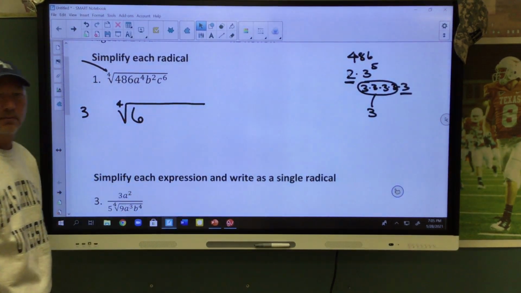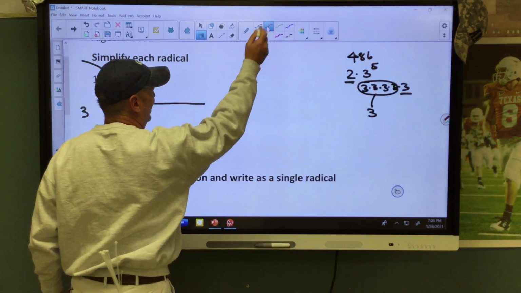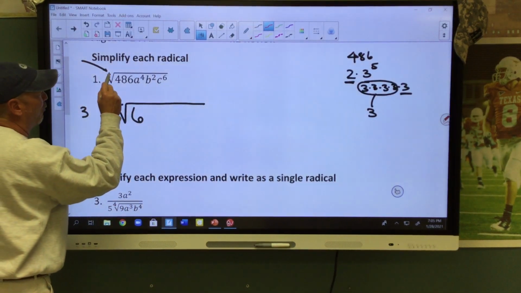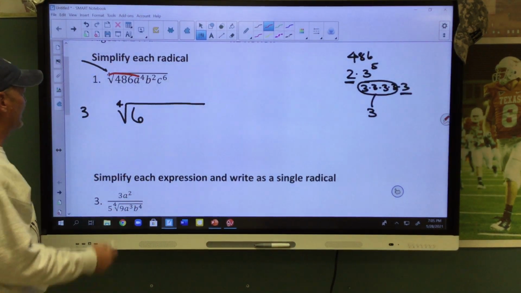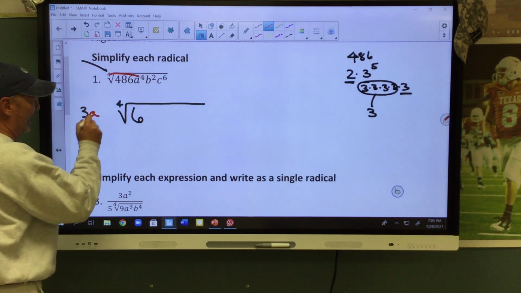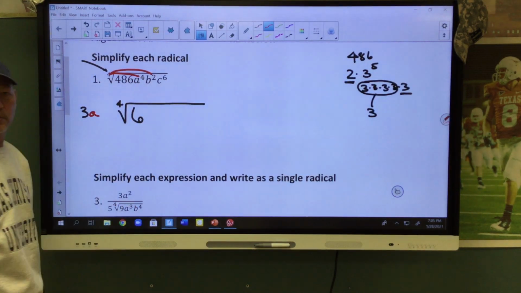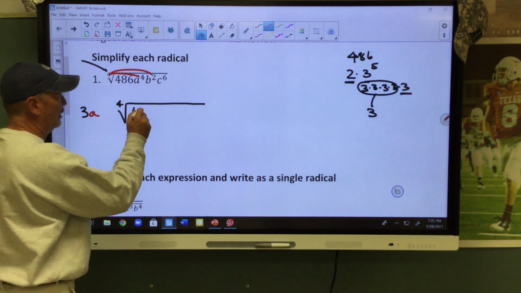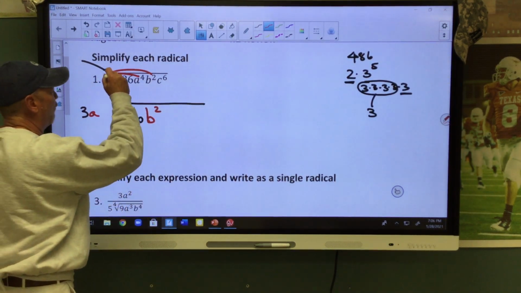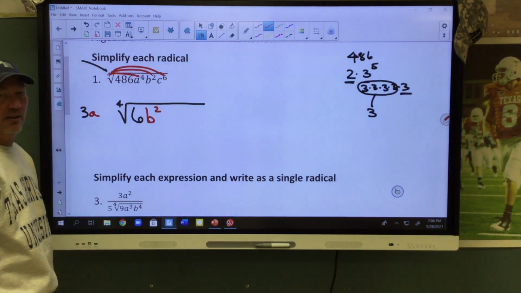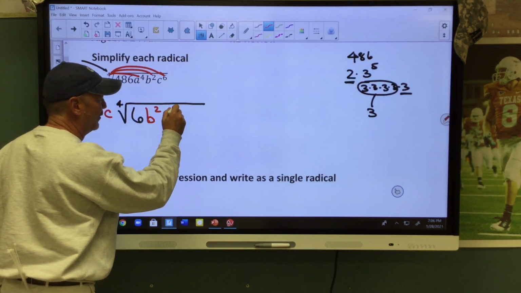inside. Got it? The next thing we like to do is we like to divide. Okay, so I would say that 4 goes into 4. Looking at the exponent on the a, 4 goes into 4 one time, and that lets me take out an a. And then we would say, does 4 go into 2? No, we don't have enough, so the b squared will stay inside. And then we go, 4 goes into 6. 4 goes into 6 one time with 2 left over.